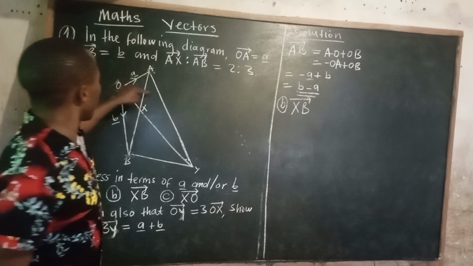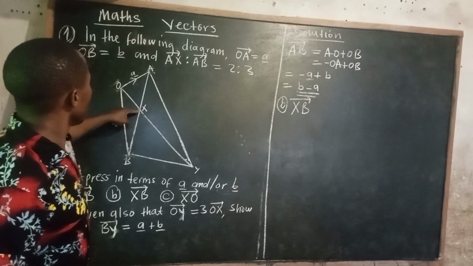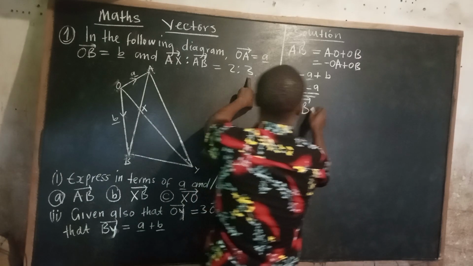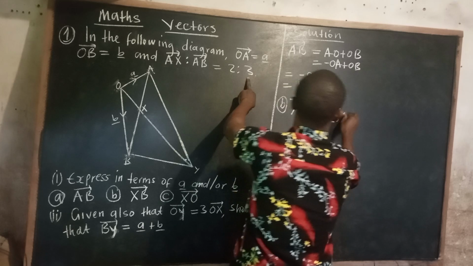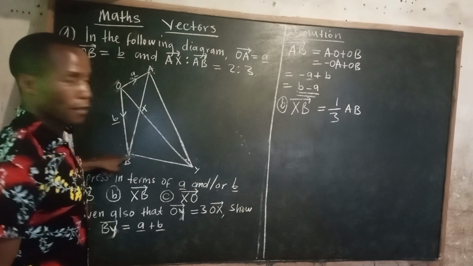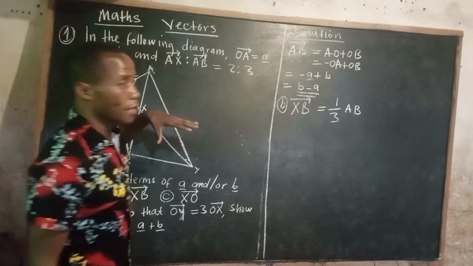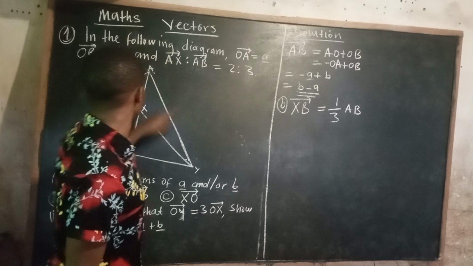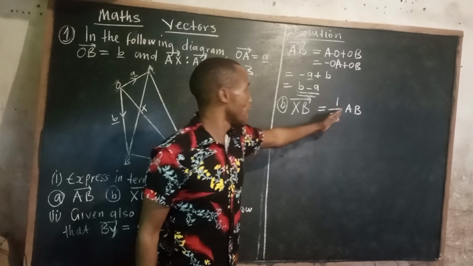So now for XB, we are going to say XB is equal to, this is a 3, okay, for B. So XB is equal to 1 over 3 AB. So 1 over 3 AB is XB. That is the way to go, because that is what the ratio is telling us. The third of this one is our XB, which is 1 over 3 AB.